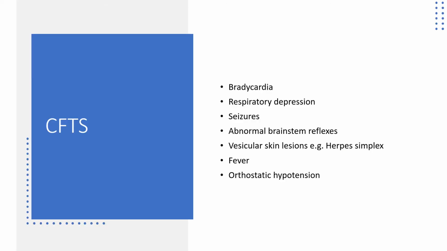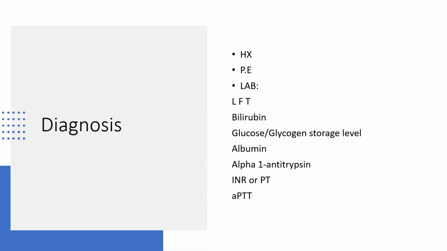Still part of the symptoms or clinical features will be bradycardia, respiratory depression, seizures, abnormal brainstem reflexes, vesicular skin lesions like herpes simplex, fever, and orthostatic hypotension. Now, how do we make the diagnosis here? Thorough history, thorough physical examination, then we add to lab.